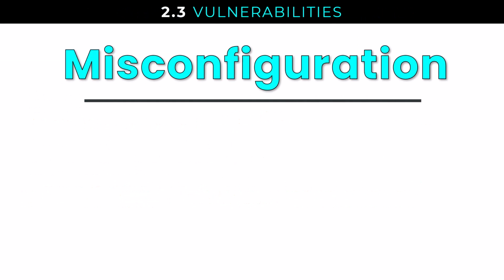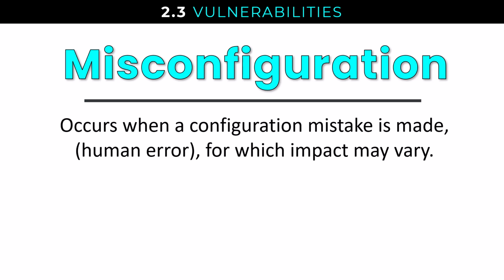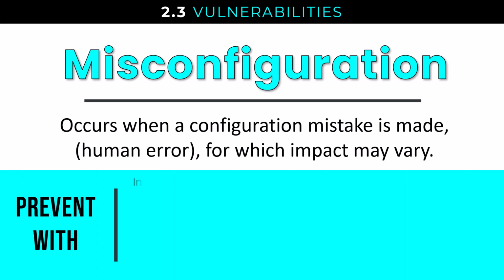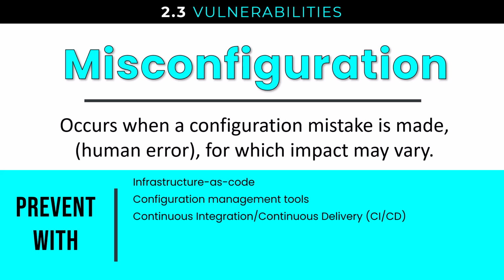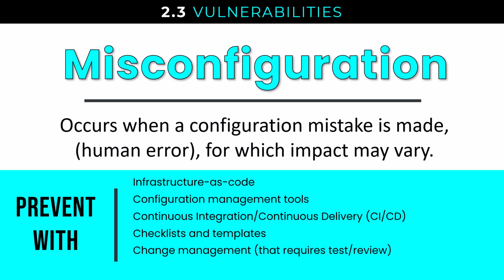Our next category is misconfiguration, which occurs when a configuration mistake is made, human error, for which impact may vary. There are a variety of ways we can prevent human error: infrastructure as code, configuration management tools, continuous integration and continuous delivery, or CI/CD, checklists and templates to minimize the need to perform manual steps again and again, change management that requires test and review, and regular security audits and vulnerability scans. All of these will get mentioned somewhere in this series, but they are all concepts you should be familiar with in terms of their value to security.